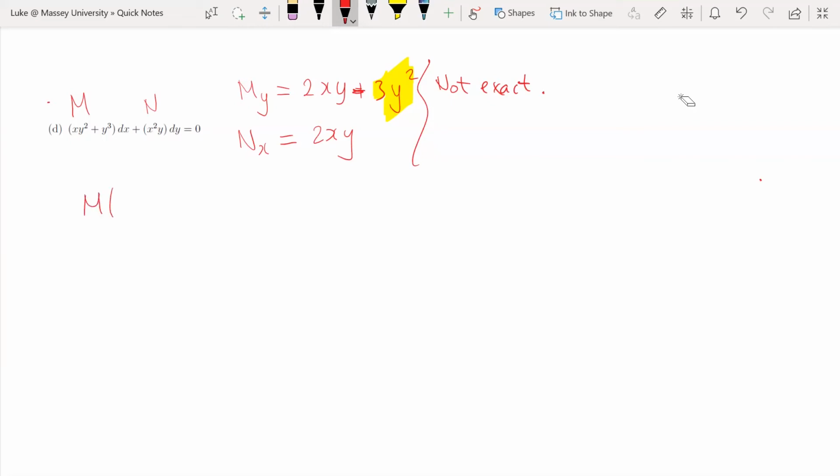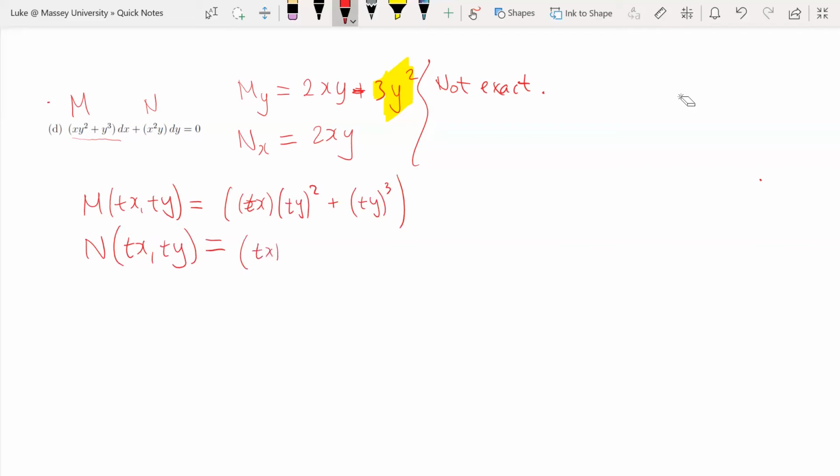So to check if an equation is homogeneous, we need to check these two functions M and N evaluated at tx and ty. So wherever I see an x here, I'm going to write t times x, and wherever I see a y, I'm going to write t times y. So M is x squared y squared, so x is now t times x. y squared is now t times y squared plus y cubed, so now that's t times y cubed. N is x squared, t times x squared. y is t times y.